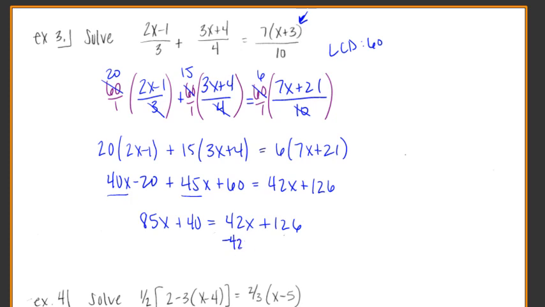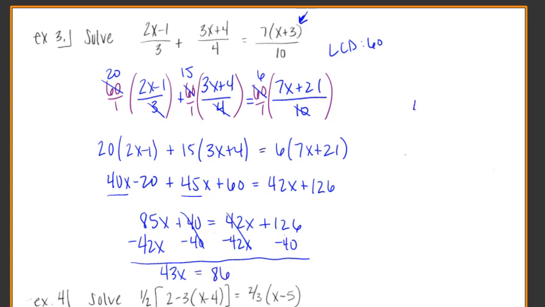So let's move the 42x off that right. We'll put them over to the left, and then we'll also subtract the constant off the left and put it on the right. Okay, so 85 minus 42 will just leave us with 43x, 40 minus 40, 42 minus 42, and 126 minus 40 will give us an answer there on the right of 86.